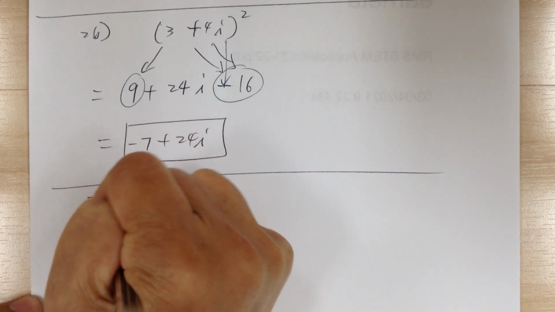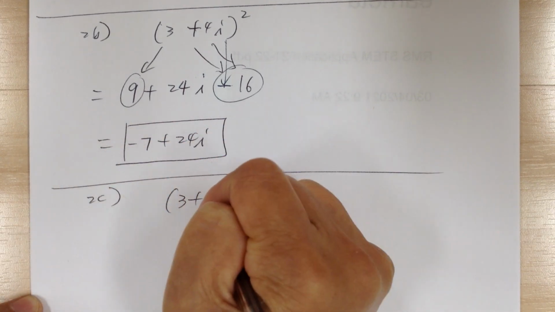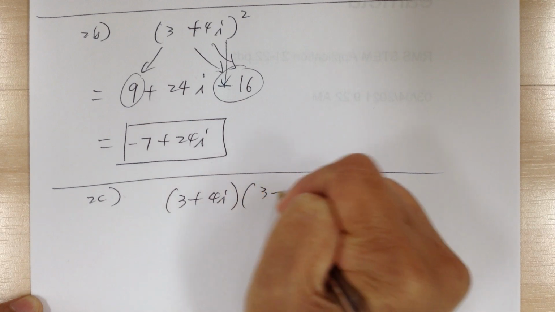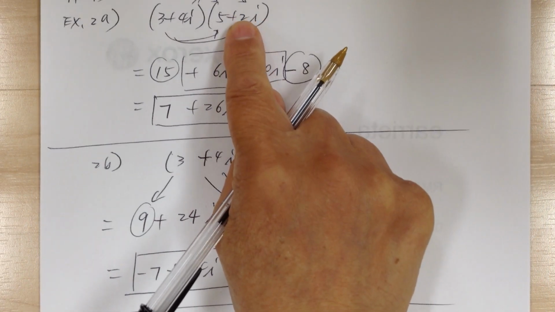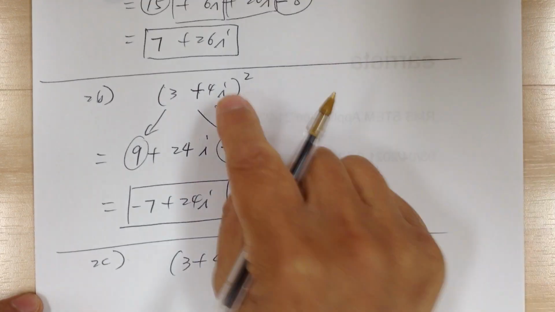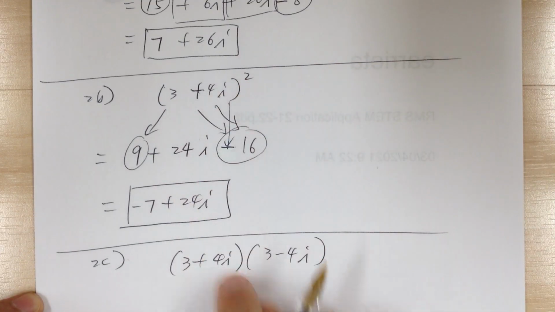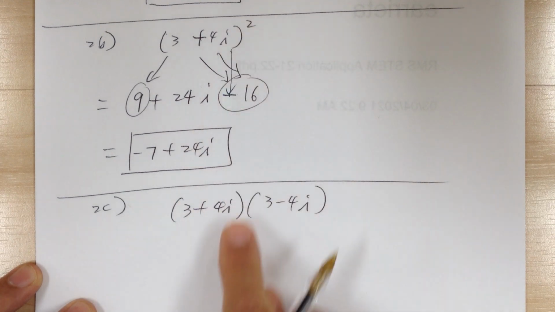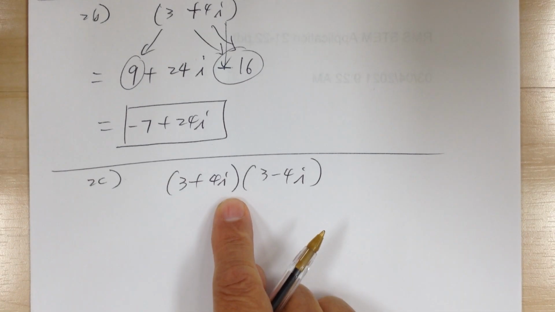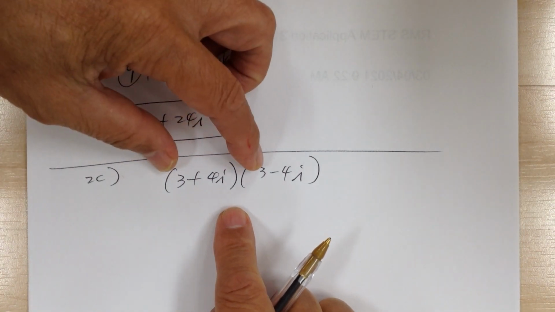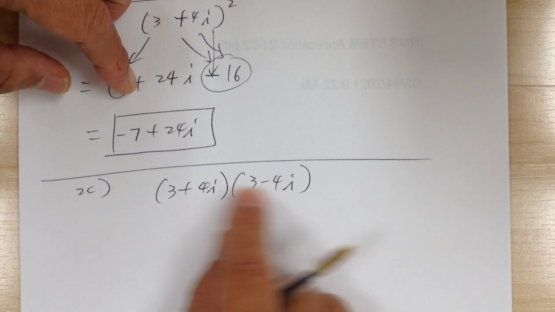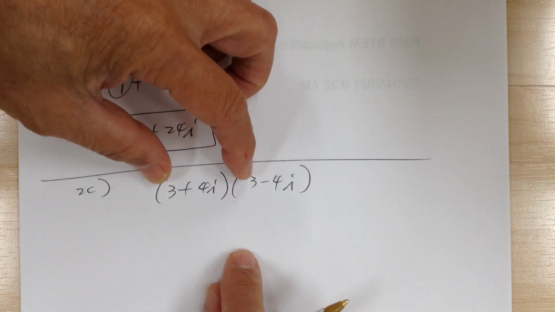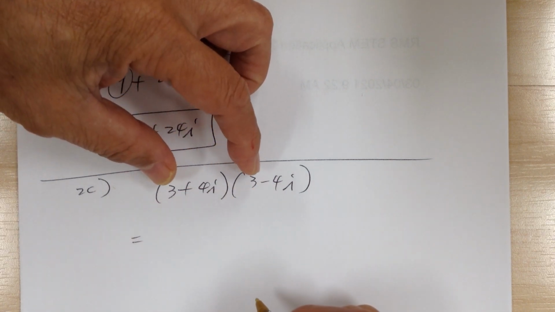Okay, 2c. You got (3 + 4i) times (3 - 4i). So this is just the regular multiplication. These are special products. This is the perfect square, and this is the conjugate. When you multiply by the conjugate, the outer and the inner terms cancel out. So all you have to do is multiply the matching, corresponding parts.